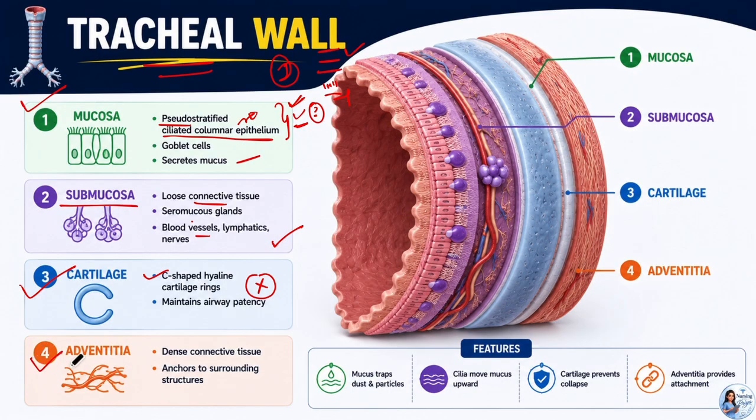And the outermost layer is adventitia. This is a connective tissue layer that anchors the trachea to surrounding structures in the neck and chest. In other words, it helps keep the trachea in the correct position.